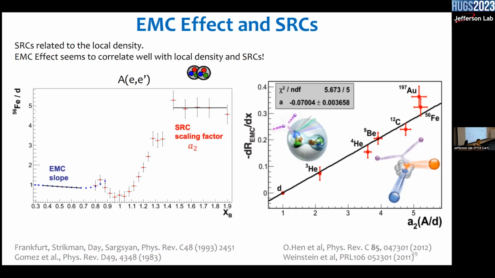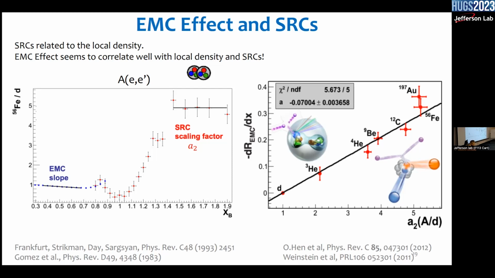And you can think of A2, for now, as a probability of a nucleon in iron-56 to be in a short-range correlated pair at high momentum. So they take this A2 factor for different nuclei, because it changes with the heavy nucleus. They plot A2 down here for various nuclei, and then you can look again at this slope from the EMC effect. And what they saw was that things line up pretty well, right?